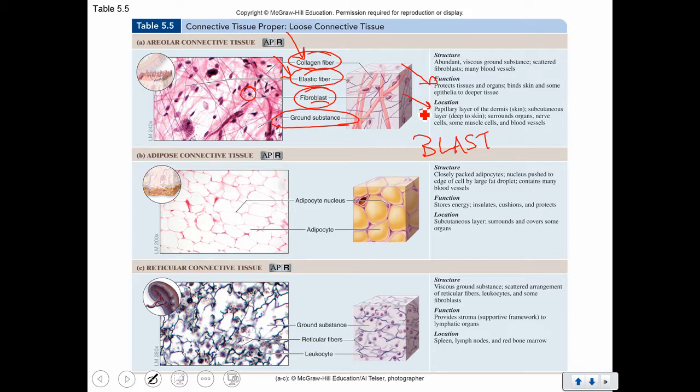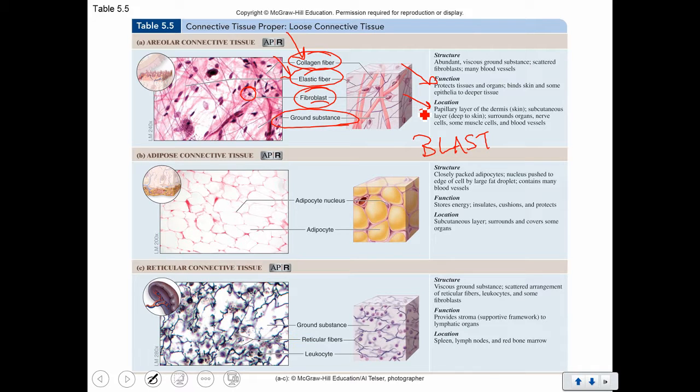We see it surrounding some organs, nerve cells, some muscle cells, blood vessels. It's sort of this supportive tissue that wraps around things or cushions things to keep them from moving too much and also to keep them from getting hurt or damaged. All right? So that's areolar connective tissue.